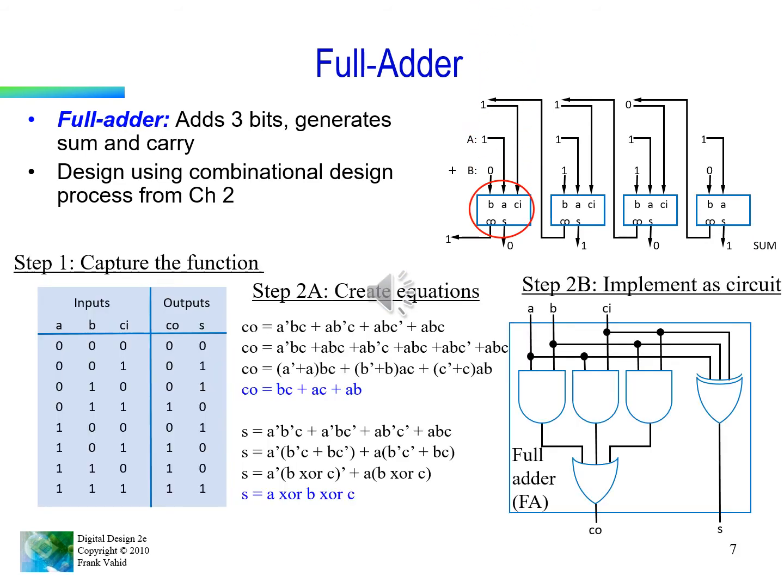Similarly, we can design a full adder. A full adder adds 3 bits. This is the truth table of the full adder given over here, and from the truth table we derive the output equations of sum and carry out. So we derive this circuit from these equations. We are very familiar with full adders even before this.